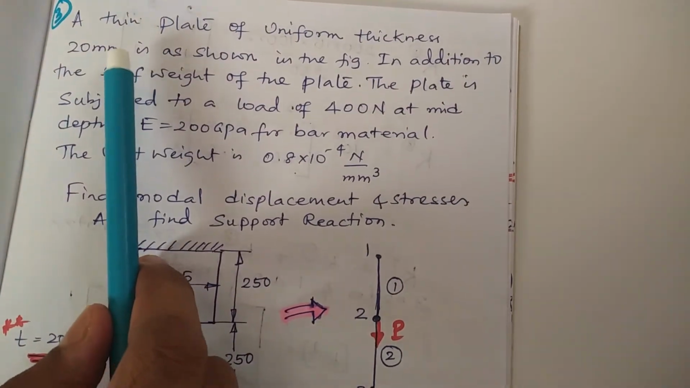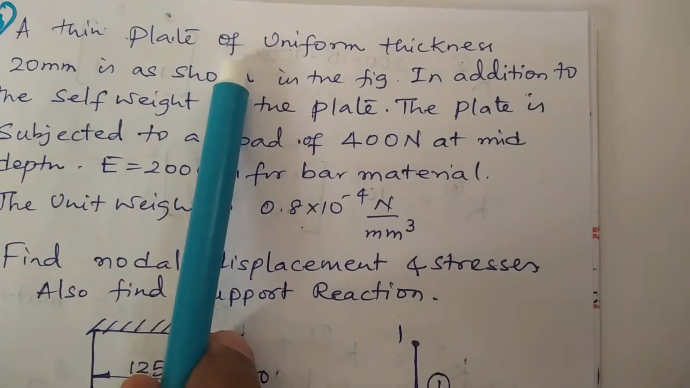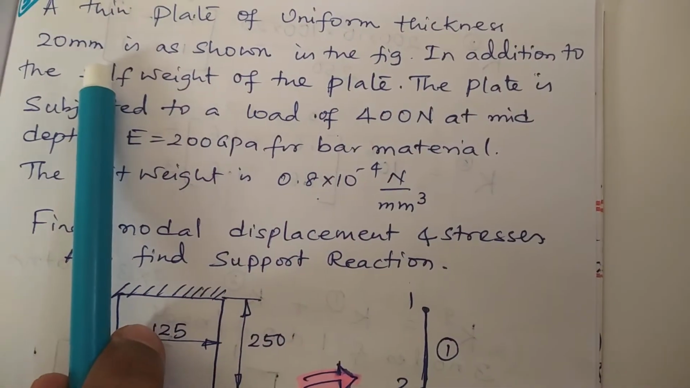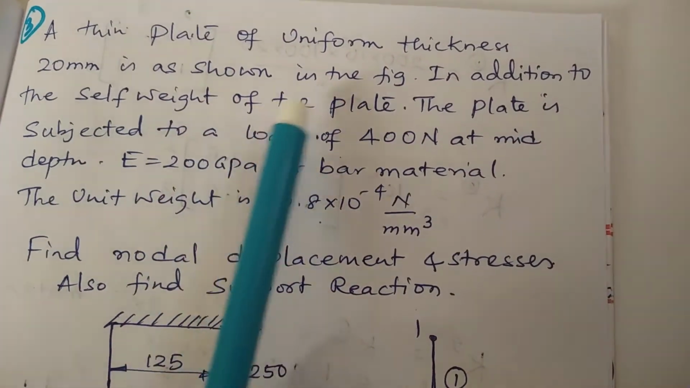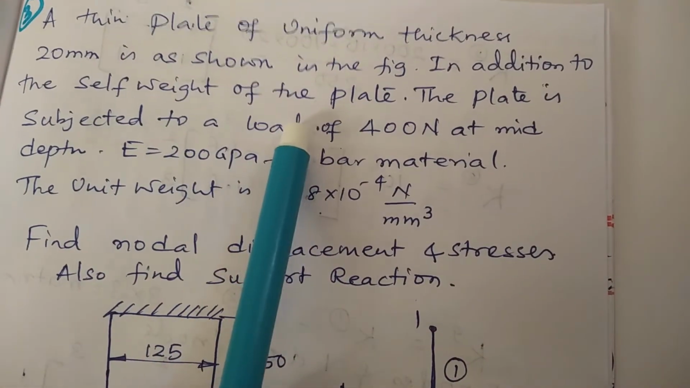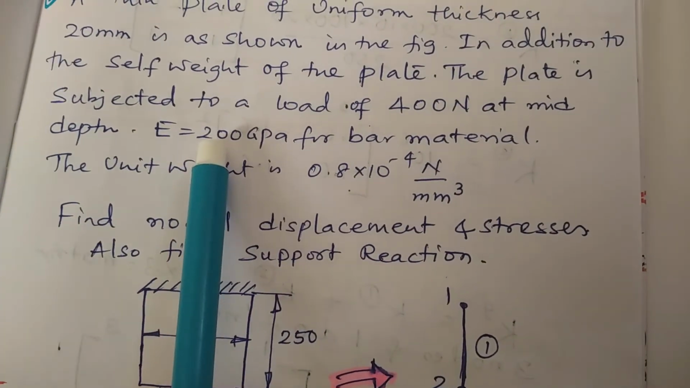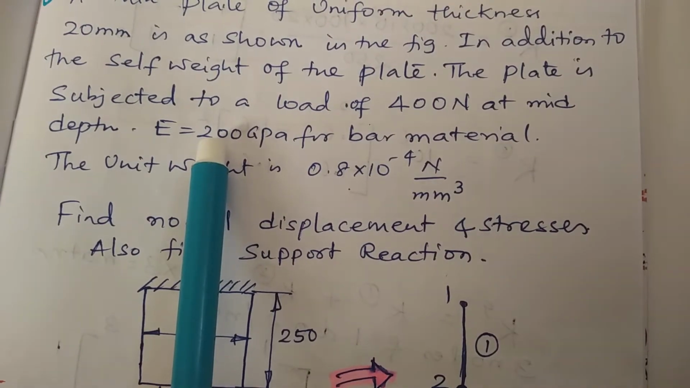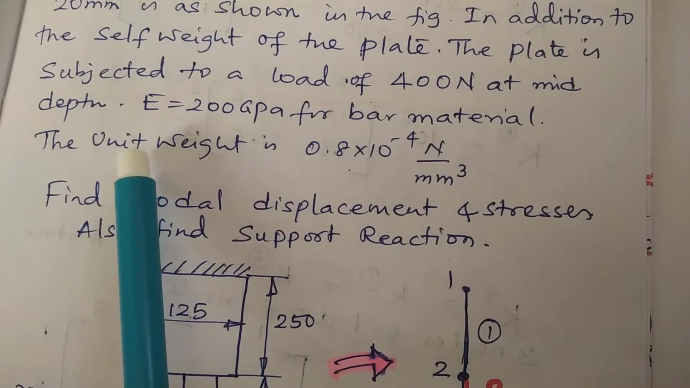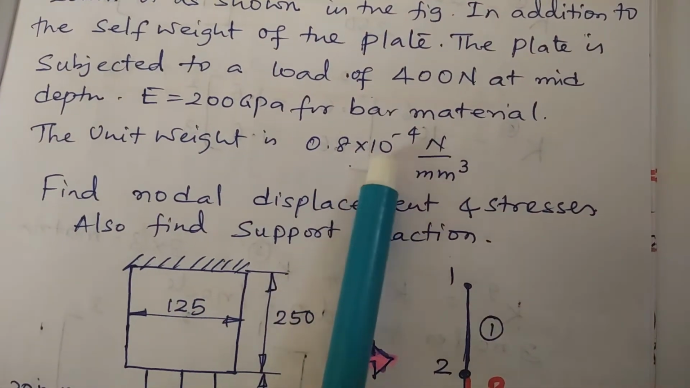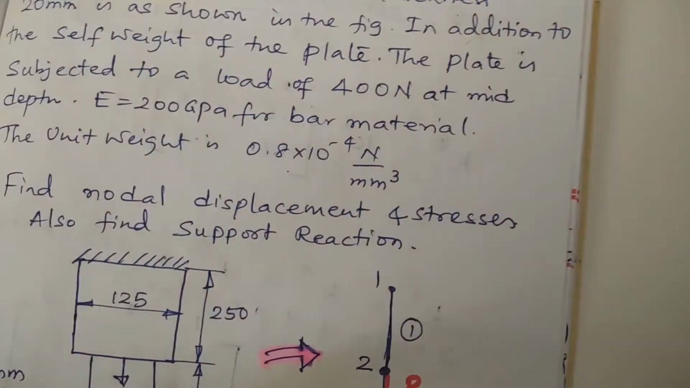Okay, good morning students. You can see the new problem out here. A thin plate of uniform thickness 20 mm is shown in the figure. In addition to the self weight, the plate is subjected to a load of 400 newtons at the mid depth, with a material of Young's modulus 200 GPa. The self weight or unit weight is given as 0.8 into 10 raised to minus 4 Newton per mm cube.